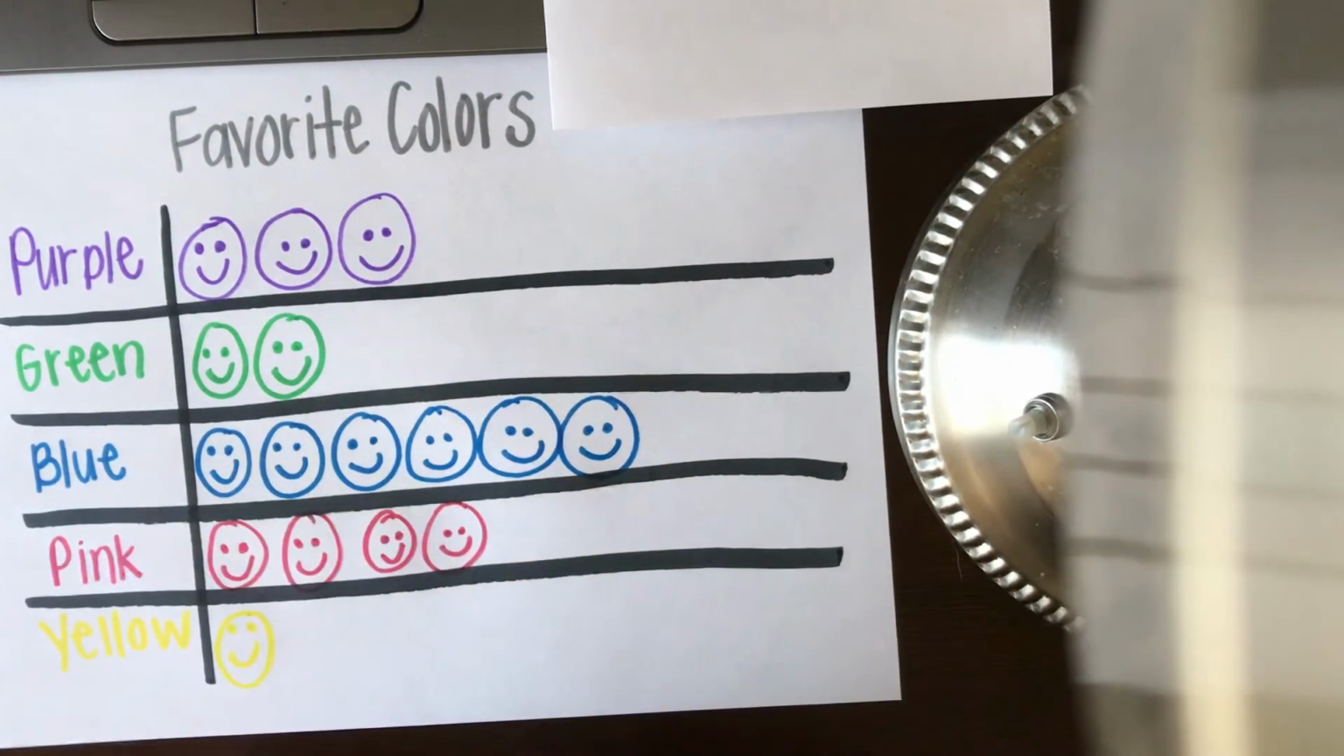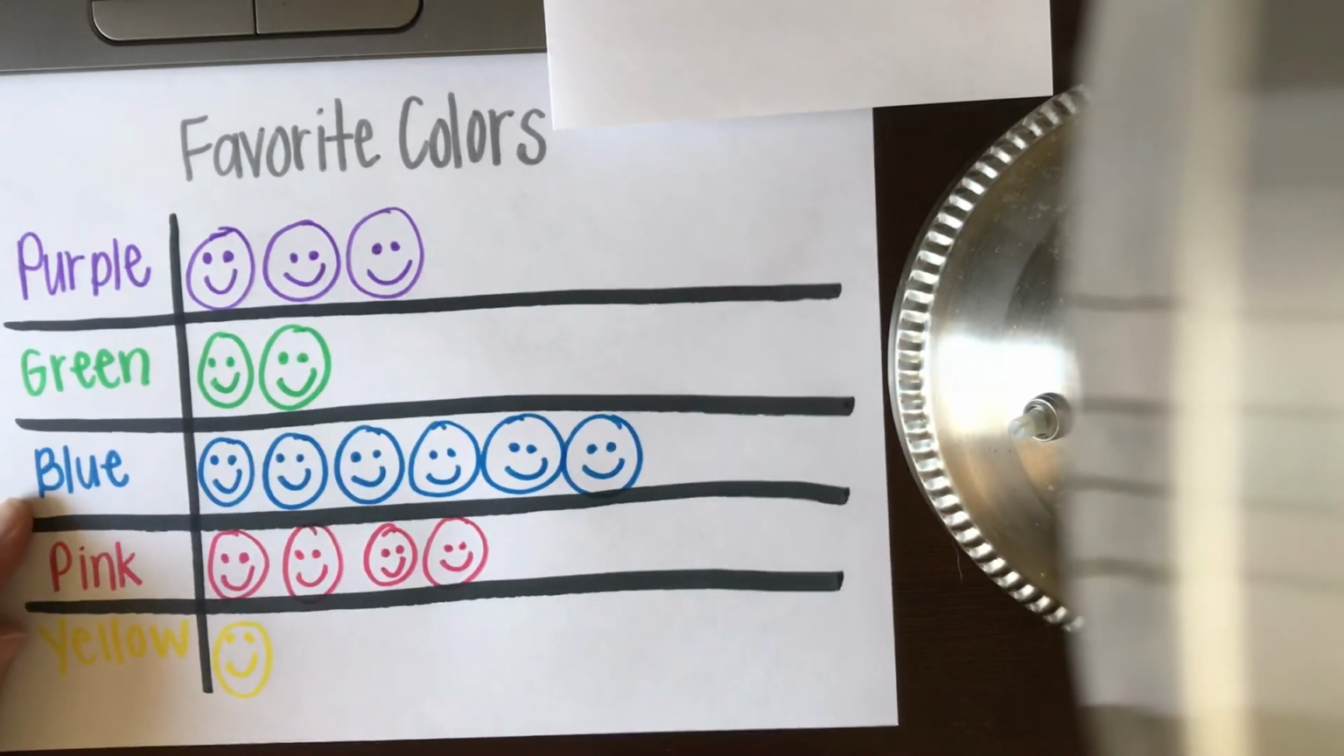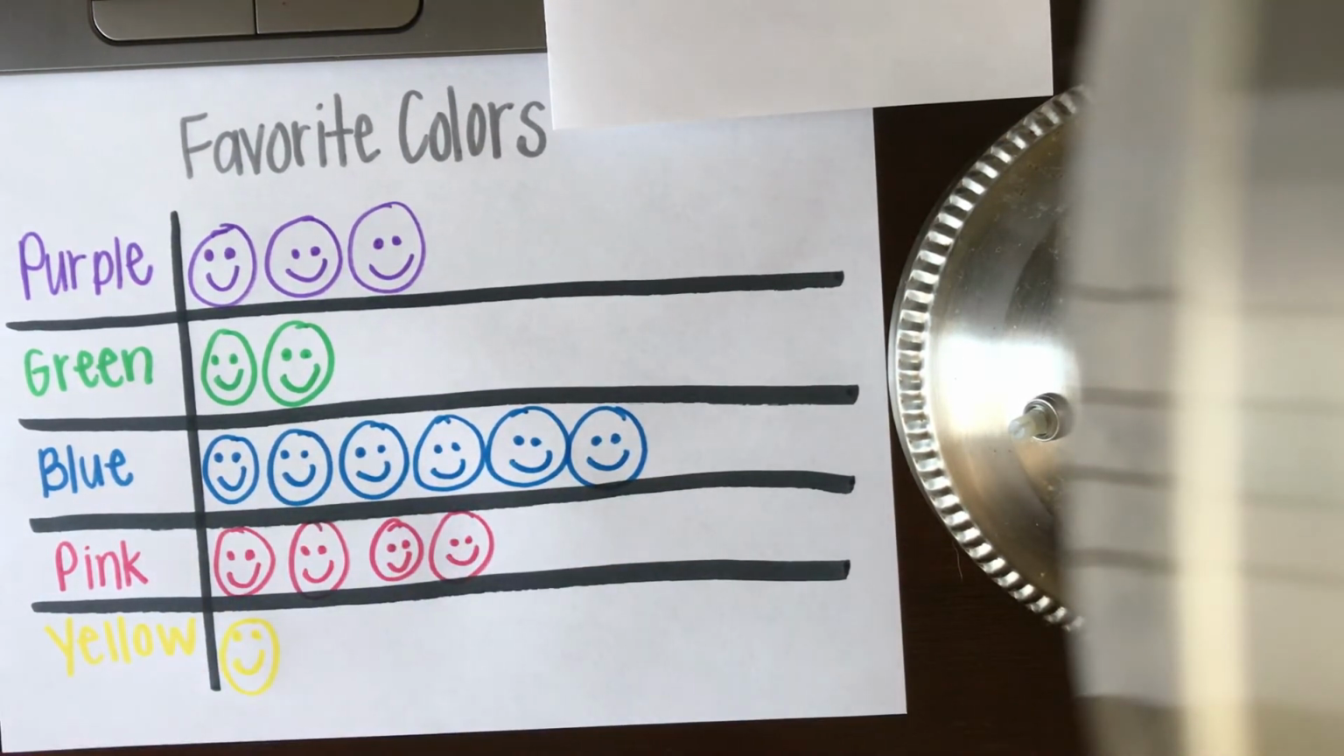Now, boys and girls, after I've made my picture graph, I could ask and answer questions about the data that I collected. I could say, in my survey, what color was picked the most? The answer would be blue, because 6 people picked blue as their favorite color. I could also ask questions like, what color was picked the least in my survey? That would be yellow. Only 1 person picked yellow.